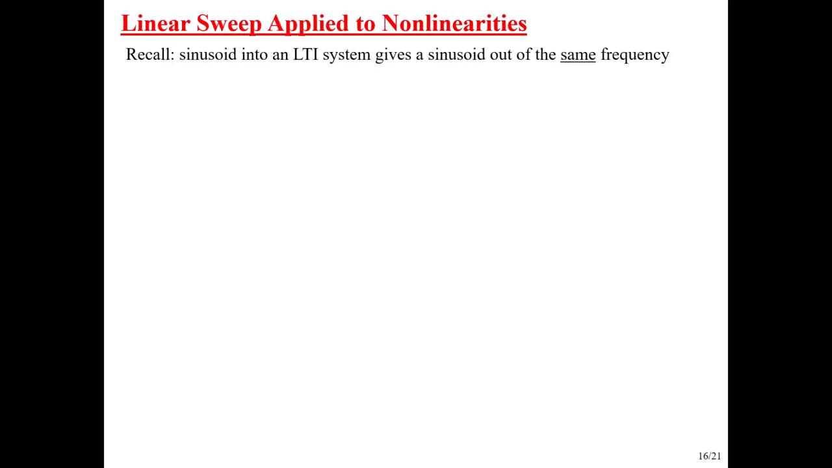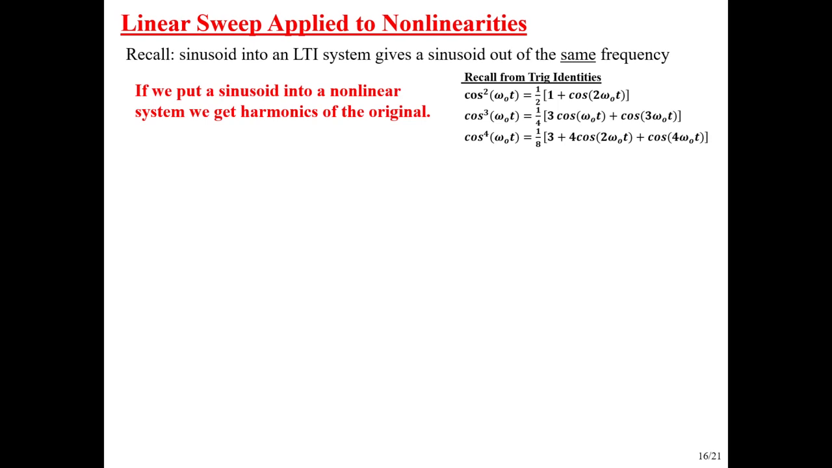So let's think about this. A sinusoid going into an LTI system gives a sinusoid out of the same frequency. But if we put it into a nonlinear system, we're going to get harmonics. We'll get the original plus harmonics. And here's how we see that. Remember that a nonlinear system involves squares of it, cubes of it, fourths of it, and so forth. Let's look at trig identities, right? We're putting a sinusoid in. It's going to involve the square and so on, dot, dot, dot.